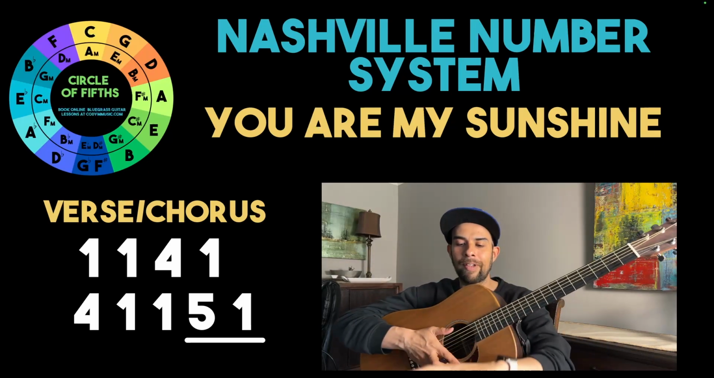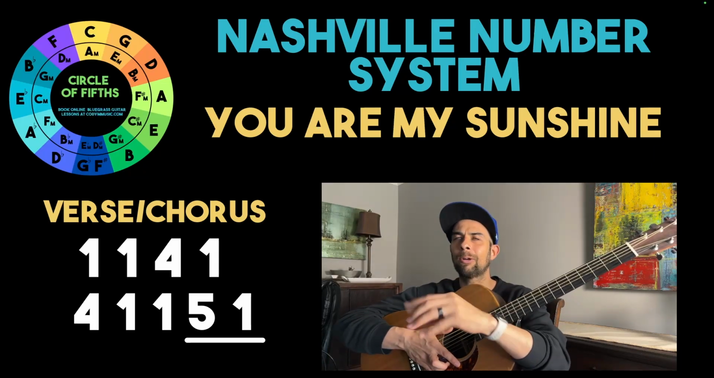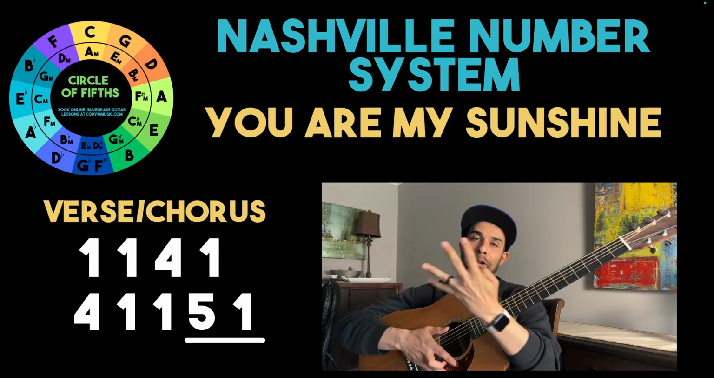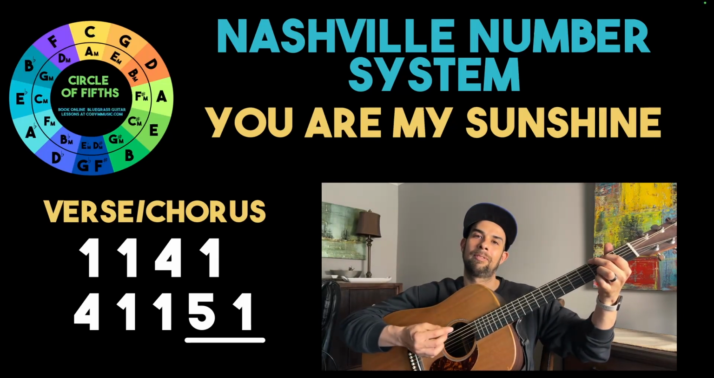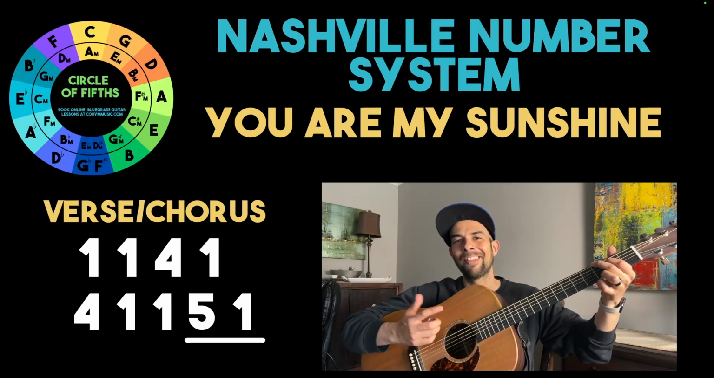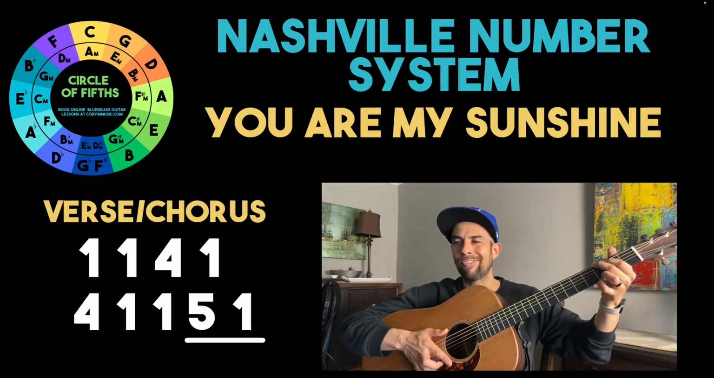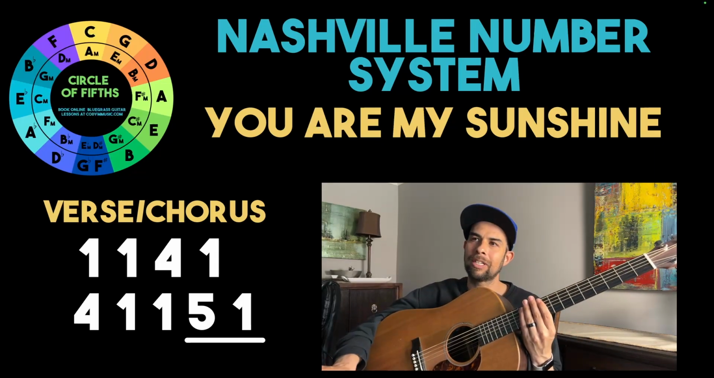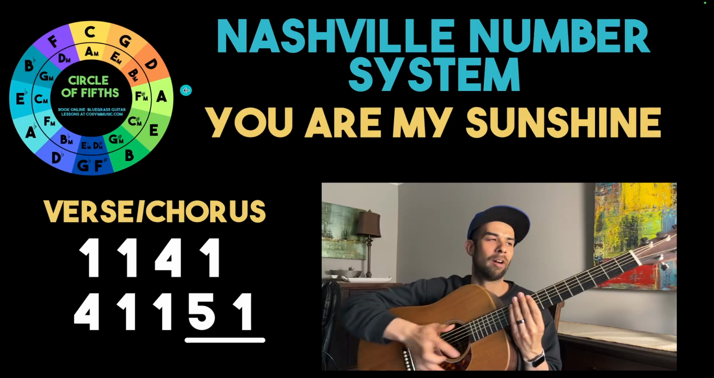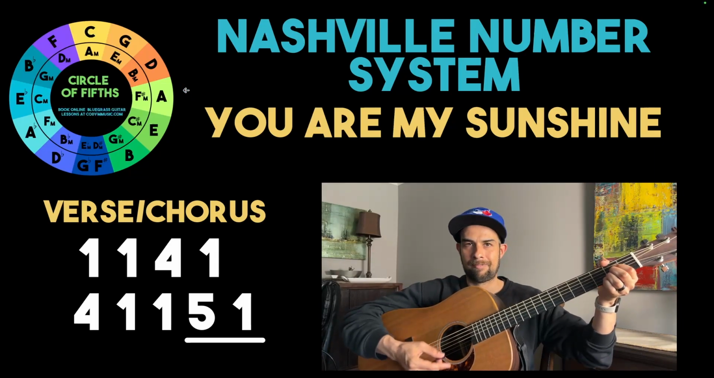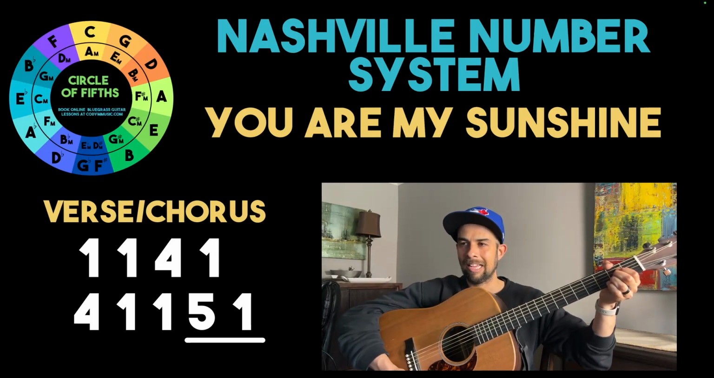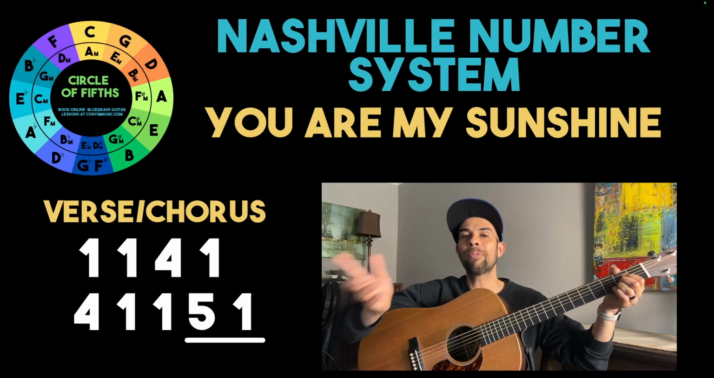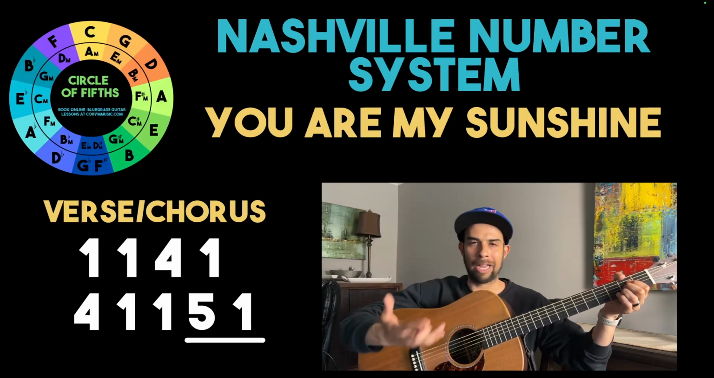Now, on the circle of fifths, the chord directly to the left is always going to be your four chord. In this case, that is the G chord, all right? With me so far? And then the one to the right is always going to be the 5 chord, in which case it is an A major chord, all right? So that's a very quick explanation of the circle of fifths. Now let's just strum through these chords and I'll show you how it works, all right?